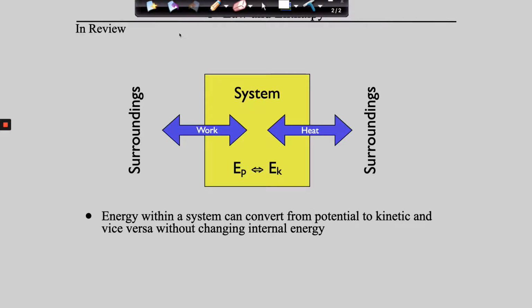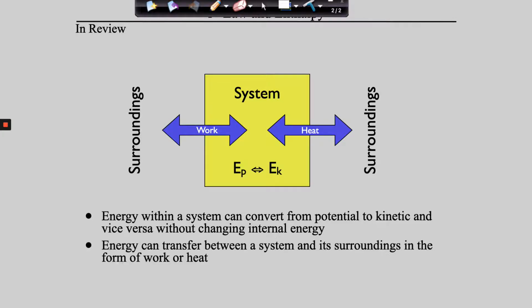Okay, so in summary then, guys, I don't think you need to write this down. You should be able to say, Josh, I concur. Can we just do that? So, energy within a system can convert from kinetic to potential and vice versa without changing internal energy. Energy can transfer between a system and its surroundings in the form of work and heat. I concur. Could you guys try to work that into your AP test? That would be awesome.